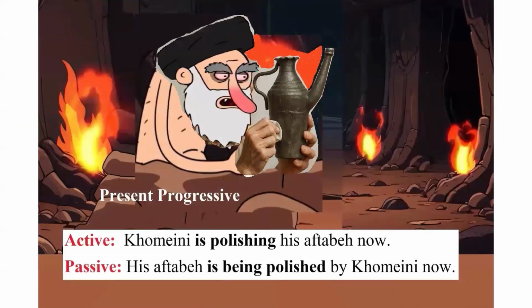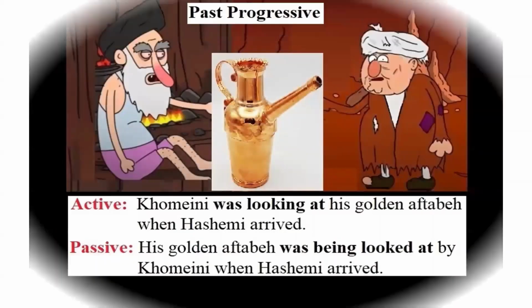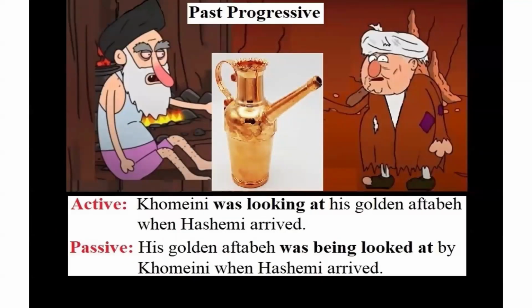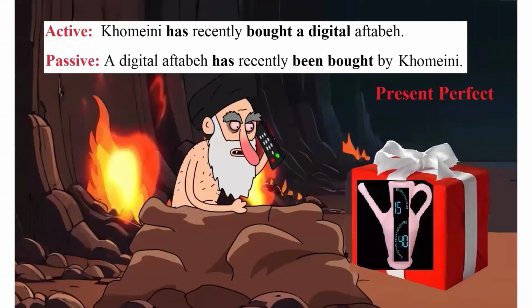Then present progressive. Khomeini is polishing his aftabeh now. His aftabeh is being polished by Khomeini now. Yeah, he was very careful about these details. Then past progressive. Khomeini was looking at his golden aftabeh when Hashemi arrived. His golden aftabeh was being looked at by Khomeini when Hashemi arrived. Next is present perfect. Khomeini has recently bought a digital aftabeh. A digital aftabeh has recently been bought by Khomeini.